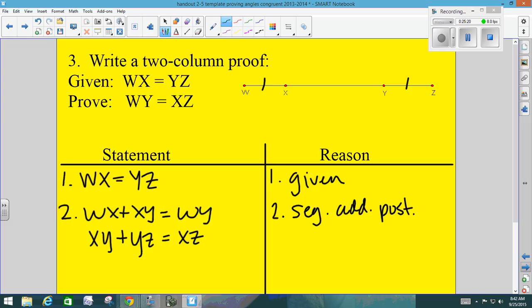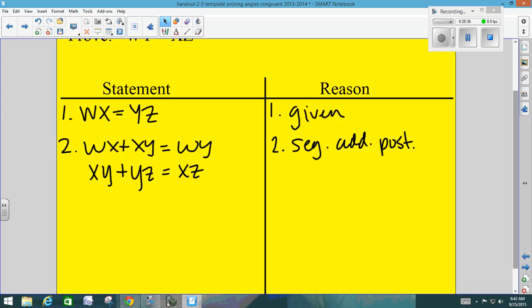We have to somehow make these two 1, because I want to say WY equals XZ. But right now they're in 2 separate equations. I have to turn them into 1 equation somehow. Dylan? WX plus XY equals XY plus YZ, is that what you said? What would be your reason? Because WX and YZ are congruent, and then XY is the same as XY. Yeah, I think so.